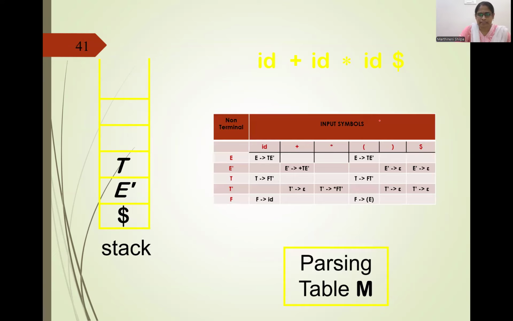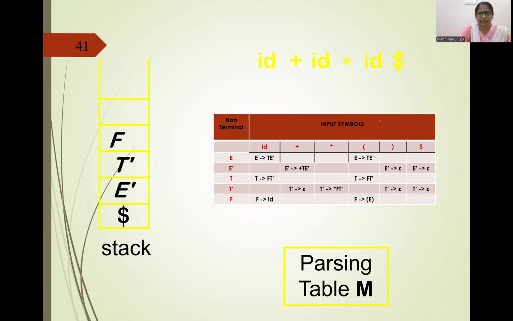And the next is T. The top of stack element is the non-terminal T, and the currently reading input symbol is ID. Compare these two and check the entry in the parse table in the T row and ID column. That is T deriving FT dash. Now FT dash is going to be pushed into the stack in reverse order. T will be popped, then T dash will be pushed, and then F will be pushed.